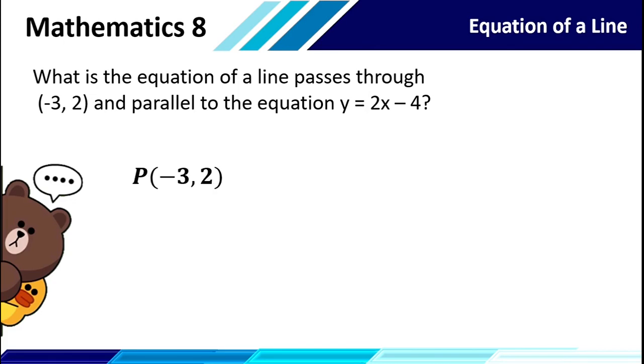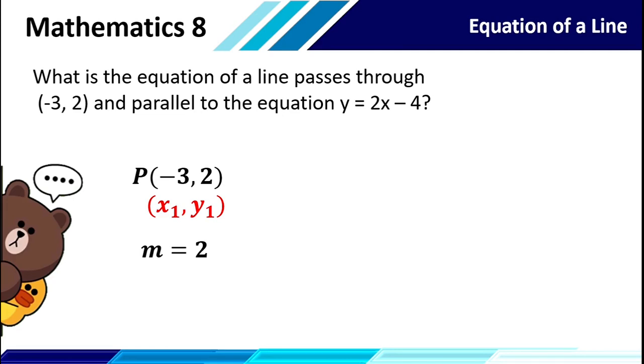Again, we have a point given, which is negative 3, 2, which will serve as our x sub 1 and y sub 1 in this problem. And then we also have a given equation, which is y equals 2x minus 4. Again, if we want to find the equation of the line that passes through negative 3, 2 and is parallel to this equation, we need to copy the slope. The slope of this equation is positive 2.